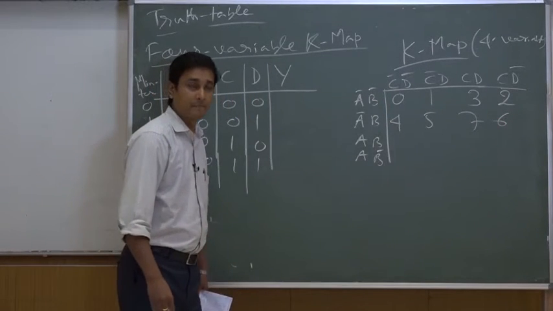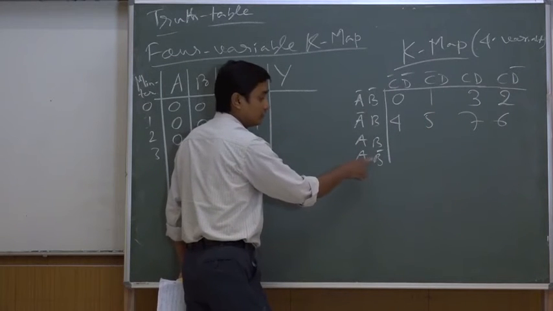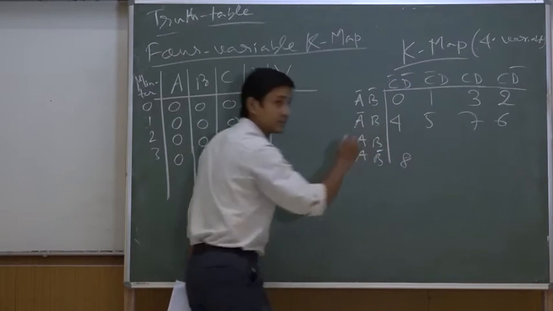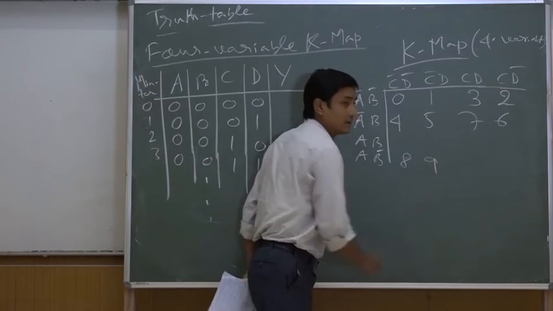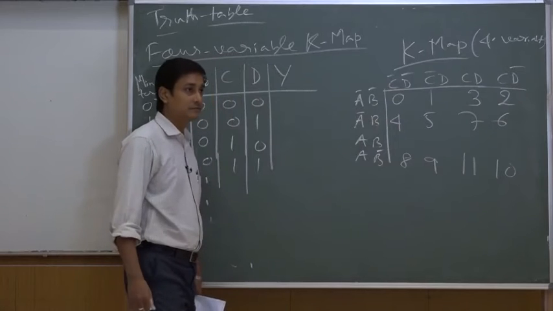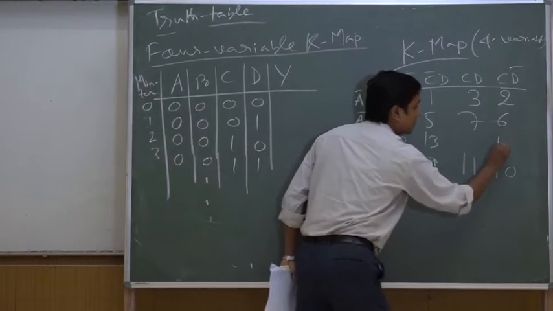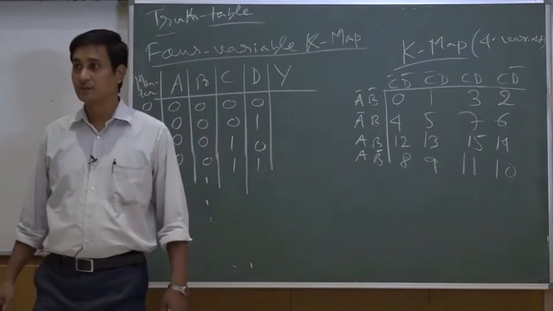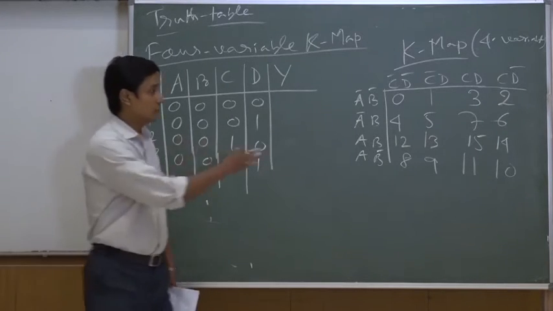Then where will I get 8? 1, 0, 0, 0. This is 8, so it is 8, 9, 10, 11. Then 12, 13, 14, 15. Done. 4 variables, 16 possibilities, 0 to 15.